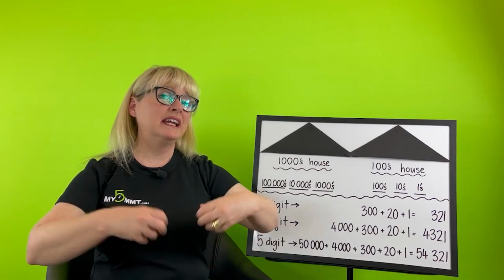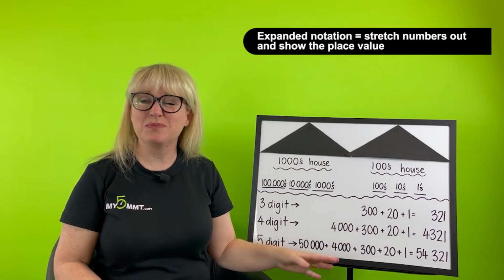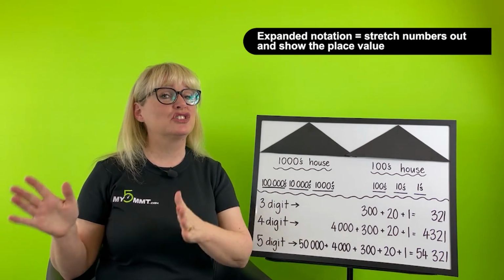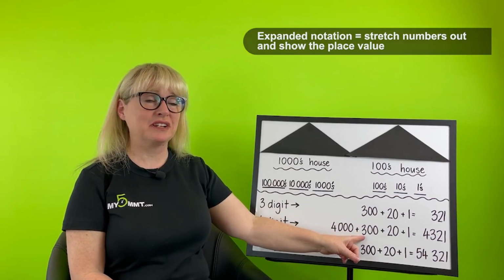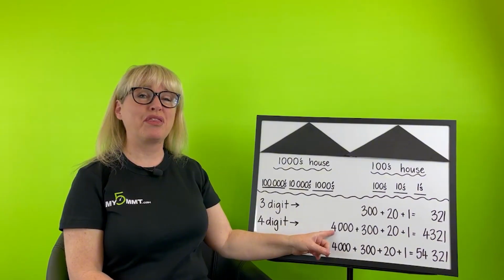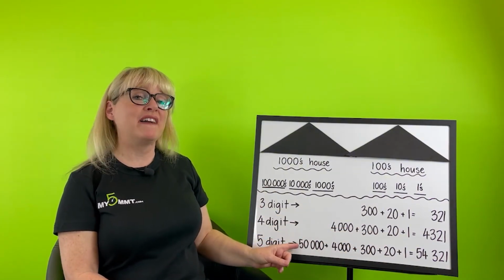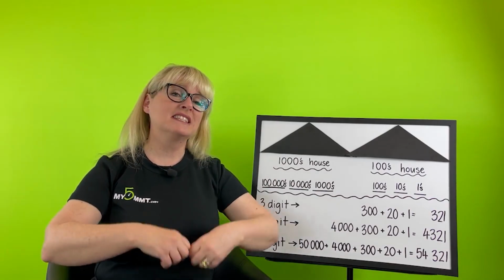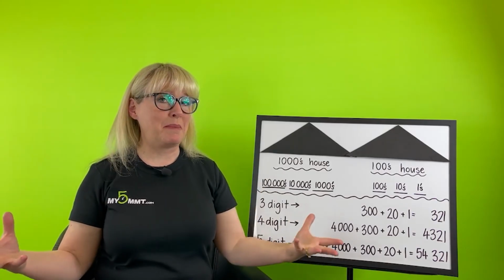Every time we expand our numbers like this, it's called expanded notation, which basically means to stretch our numbers out and show their place value. I can see the 3 is 300. I can see the 4 is 4,000. I can see the 2 is 2 tens. I can see the 5 is 5 tens of thousands or 50,000. So we expand our numbers, show the place value, pull them apart.